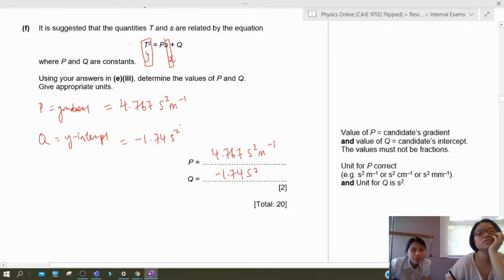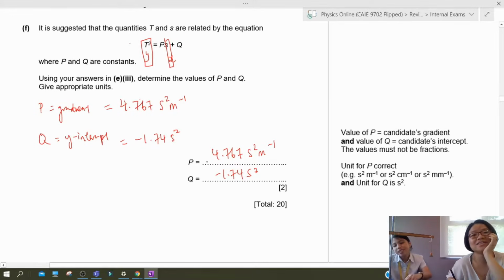Okay, I think that's it. We are done. Question 1. So we get 20 out of 20. I think so. Maybe if you minus off the point just now, then don't have, lah. But I think okay, I think okay.